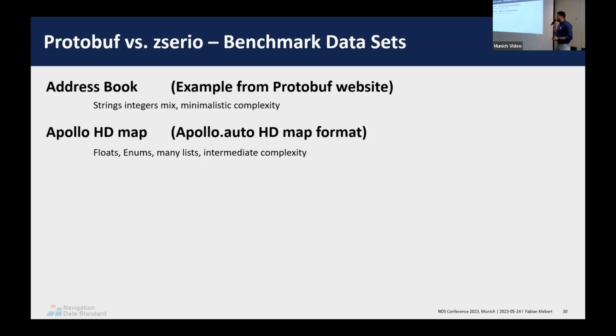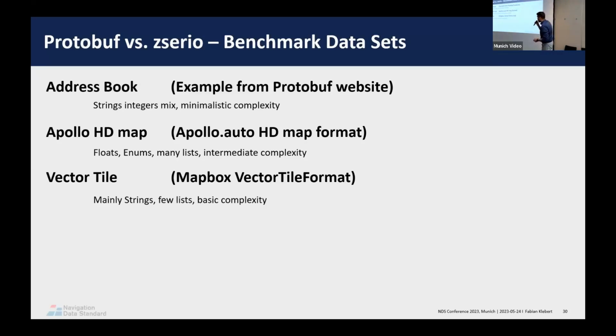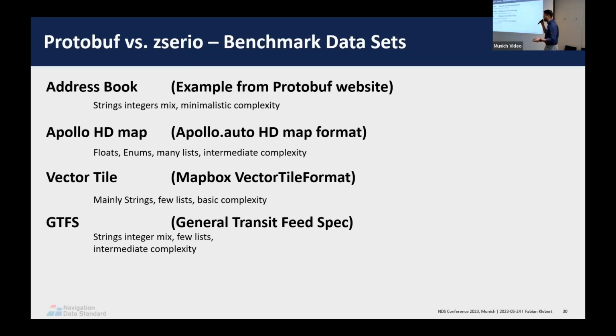We used the Apollo Auto HD map format, which is naturally written in Protobuf. We took the Protobuf schema, wrote a corresponding Serial schema, and then did this JSON import export magic that I already explained. We did the same for the Mapbox vector tile format, which mainly consists of strings and has a few lists of basic complexity. The Apollo HD map is mainly floats, enums, has many lists, and is of intermediate complexity. Then we took the General Transit Feed Specification, used to be the Google Transit Feed Specification, about public transport schedules and real-time data, which is a mix of strings and integers, leaning more towards strings. It has a few lists and is of intermediate complexity.